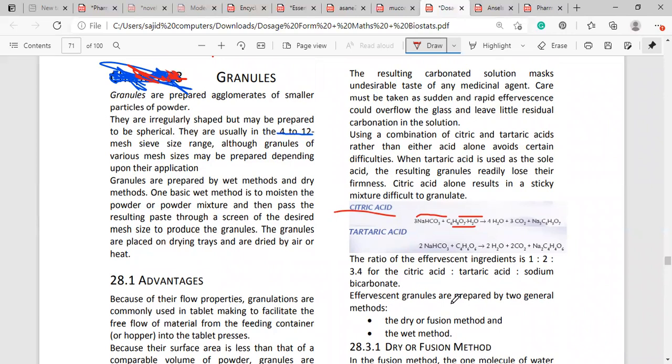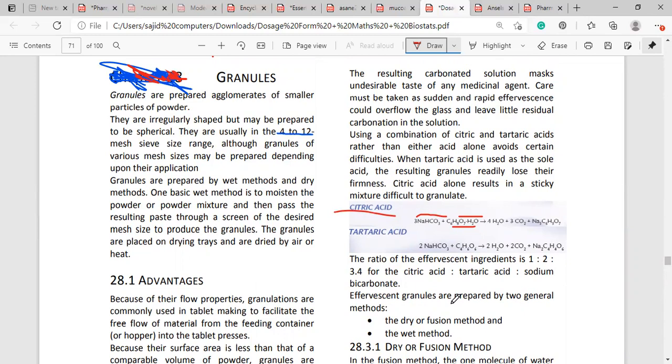Because, as we know, in the compression process, the weight of the tablet depends on its flow properties. If there is non-uniform flow, then there will be a weight variation and it will ultimately affect the content uniformity of the dose. So there will be no equal distribution of your active ingredient throughout the powder, which may result in therapeutic loss. So students, granules are simply agglomerates or aggregates of smaller powder particles.